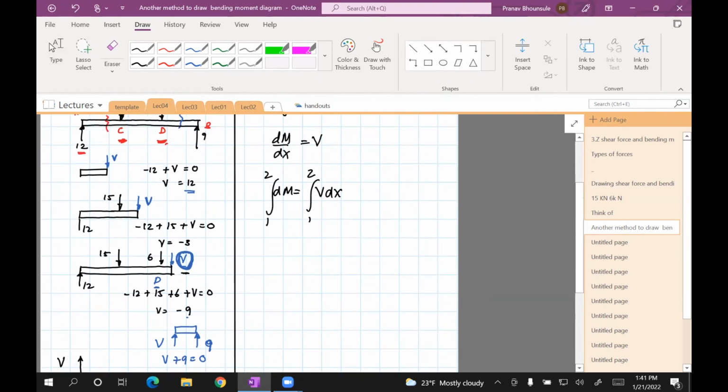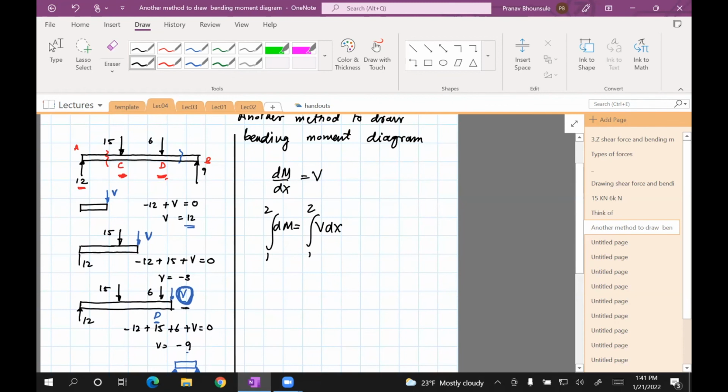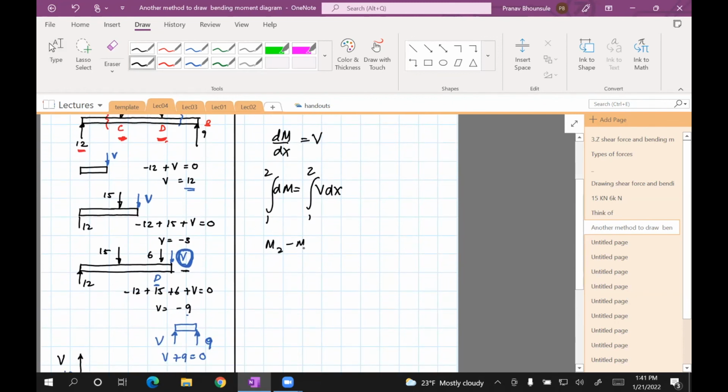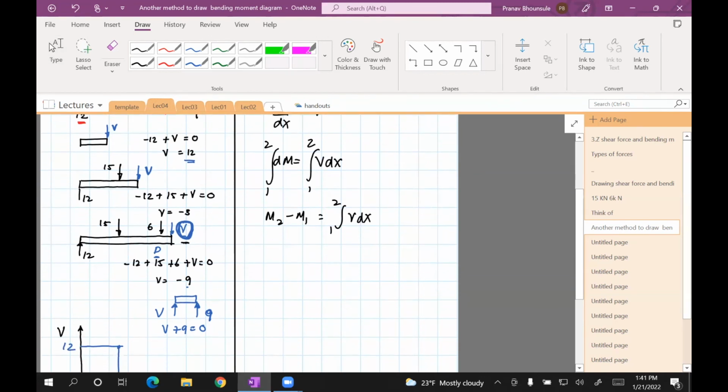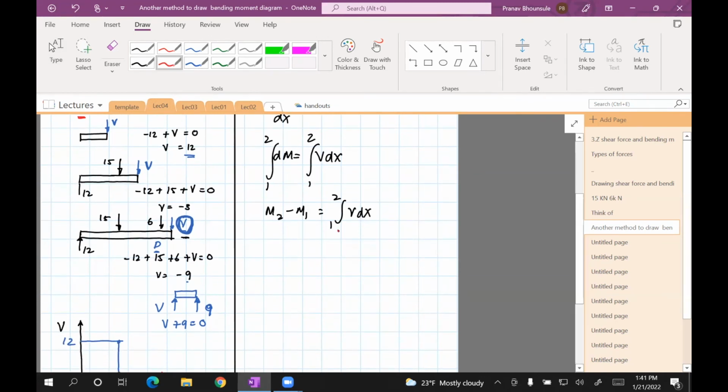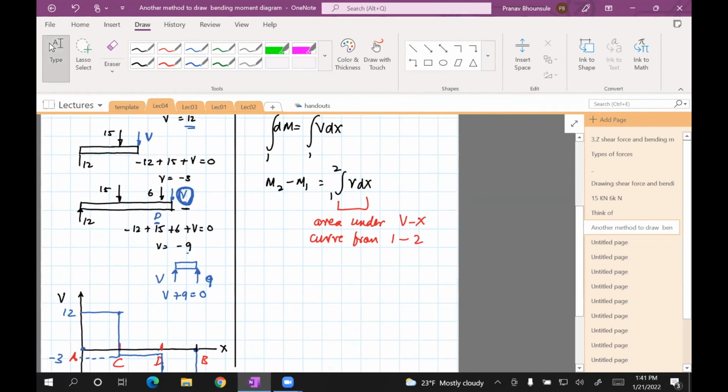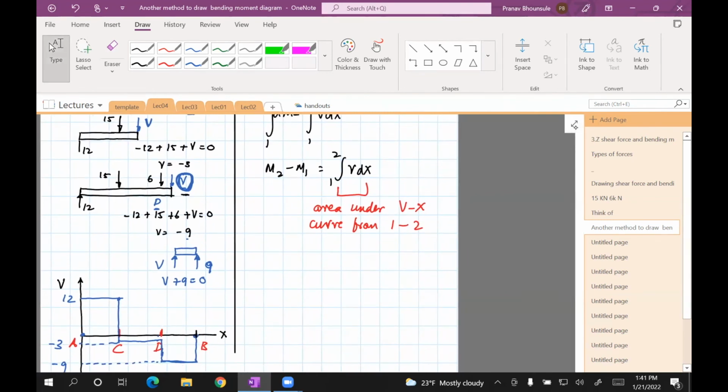So 1 and 2 could be, for example, A, C, D, and so on. Then M2 minus M1 equals the integral from 1 to 2 of V dx. And if you remember this from calculus, this is the area under the V(x) curve from 1 to 2. That's the property, from calculus. So what it's saying is that the difference in the moments from sections 2 and 1 is actually the area under the curve from 1 to 2.